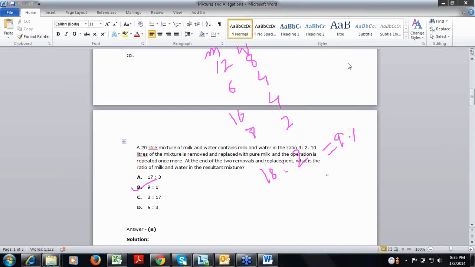Okay. Vinal has got it right. Ashish has got it right. Everybody is getting it right. So we'll move on to the next question.